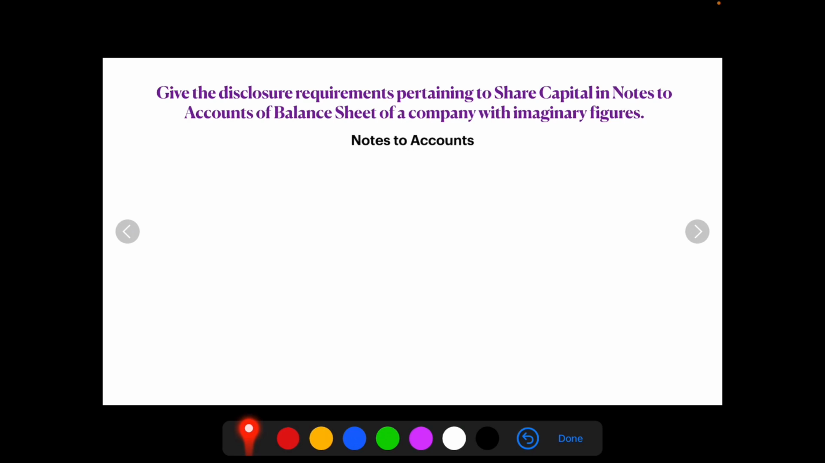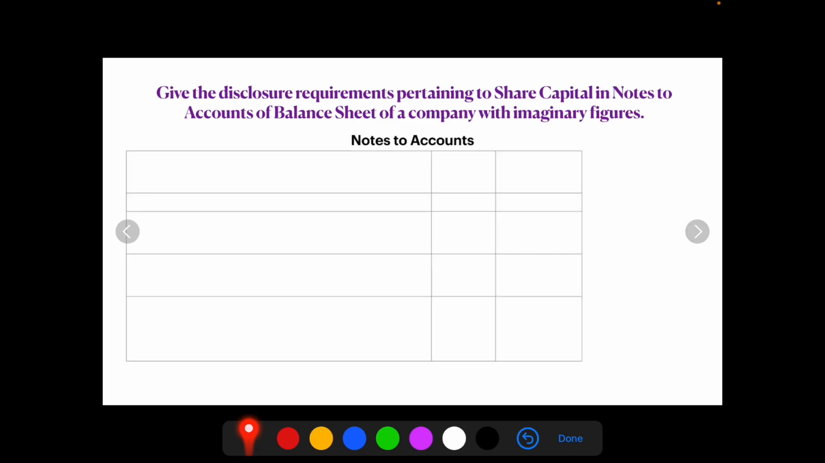So what I want you to do is write these practical oriented questions in your notebook, one after the other. So begin the solution. Note to accounts. I have made 3 important columns, particulars and 2 amount columns. We are preparing note to accounts for share capital, so I have written it as share capital.